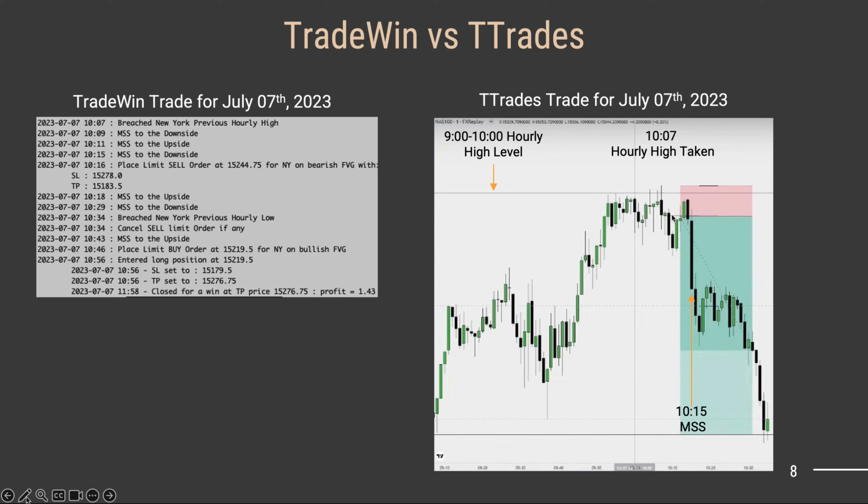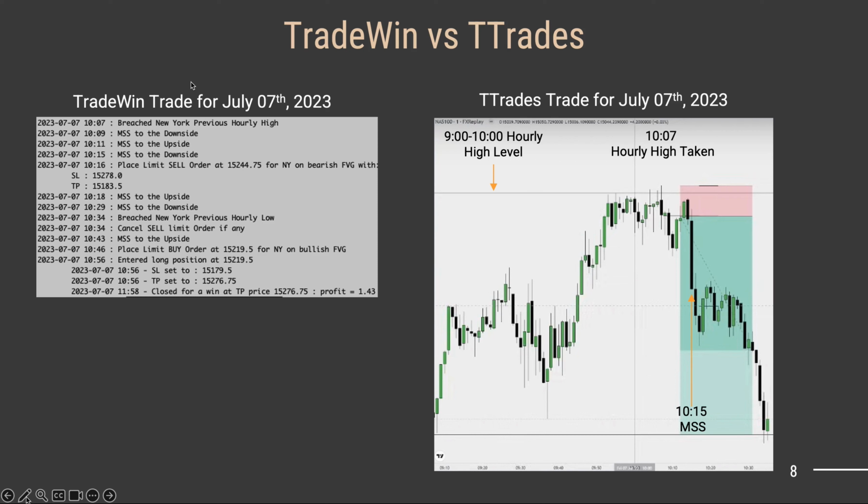So now, as the plan says, we are waiting for a market structure shift to the downside to enter the trade. And we don't know how, but TTrades wants to enter on the up close candle, this one. You can see that in his video. I promise you there is no mechanical plan here. That's all. And finally he reached his target, which is here, and makes his profit because here is the hourly low.